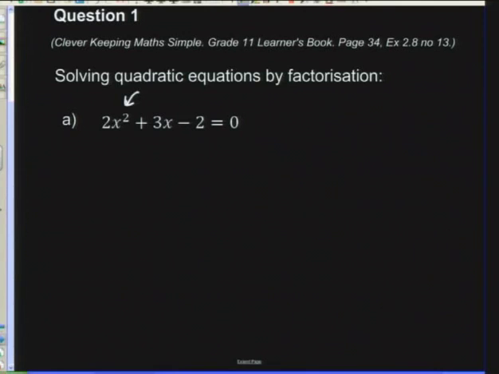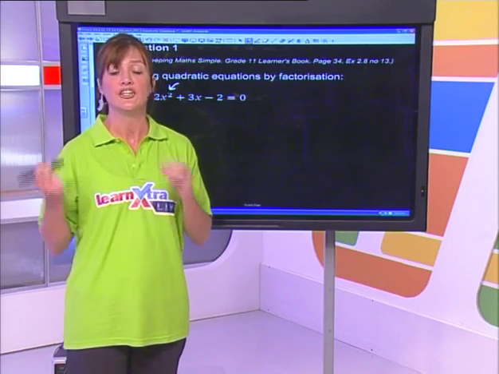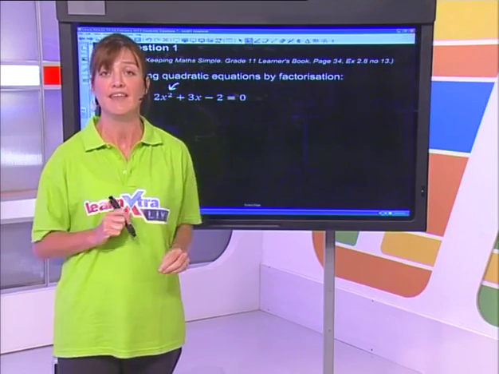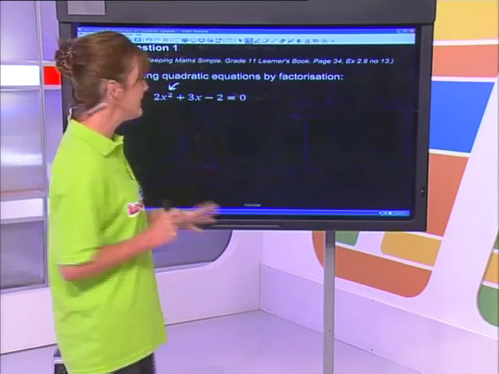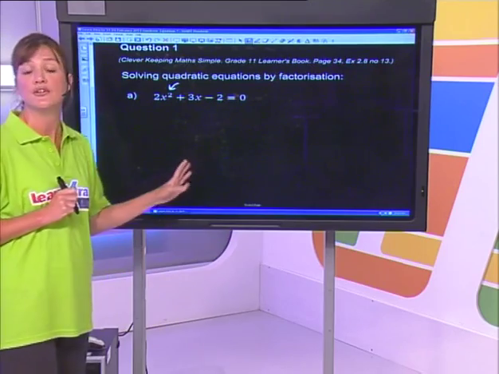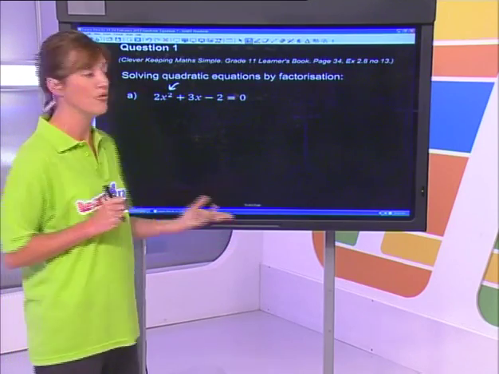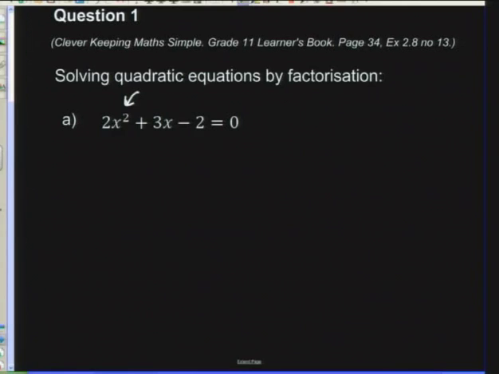The next thing, when you've got a quadratic equation, please make sure that all your terms have been brought over to the left-hand side of your equation and that your right-hand side of the equation is equal to 0. Okay, you must have it in that format over there. Once we've got that, so in this case I didn't have to do any rearranging, it was already in that form. The next thing we're going to do is to factorize.